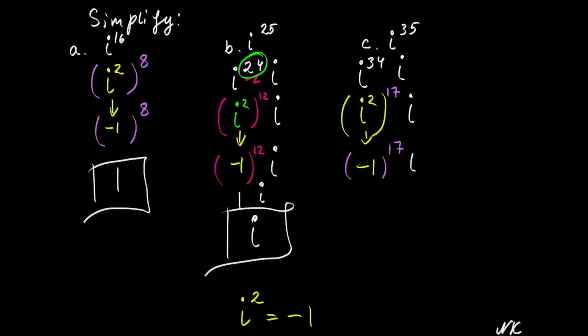-1 raised to an odd power. Odd powers preserve the sign, so we get -1 back once we raise it to the 17th power, times i. -1 times i gives us -i, and this is our solution.